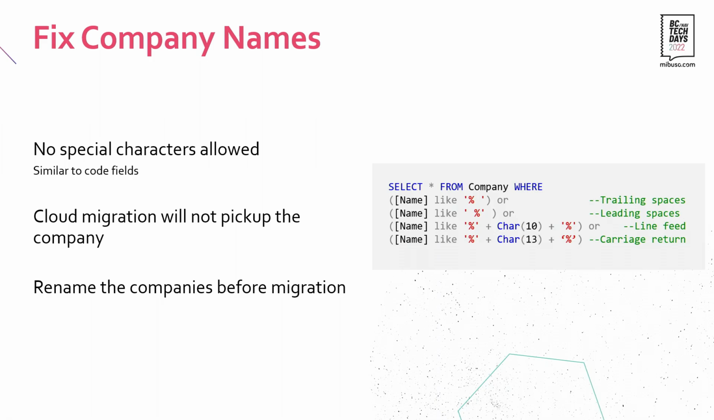Company names could have the same problem. They're not going to be covered by the PowerShell commandlet because it's not a code, it's a text field. But the problem is basically the same. You can use a query like this to detect if the company name has a problem. The issue is that the cloud migration is not going to pick it up, and you need to rename the companies before the cloud migration.